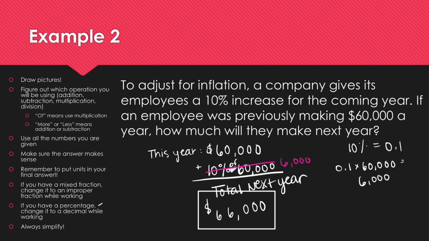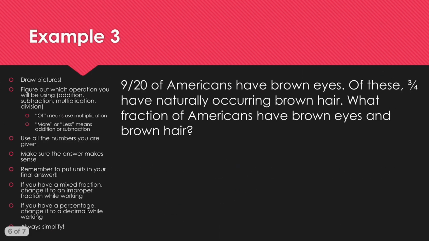So whenever it says 10% of something or 20% or 30%, you just change it to a decimal, and then you multiply it by the big number, by the total that you're applying it to. All right, my last example.